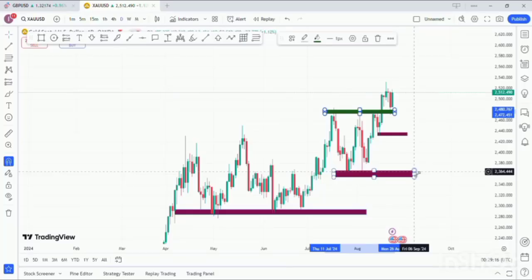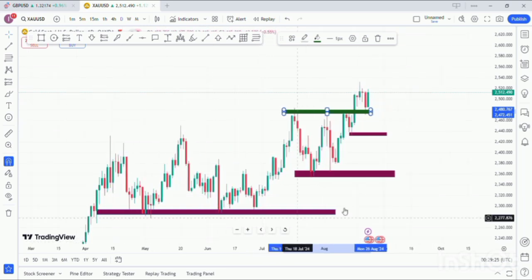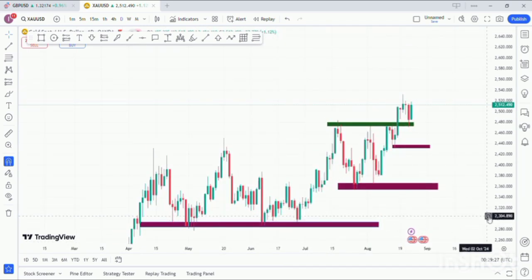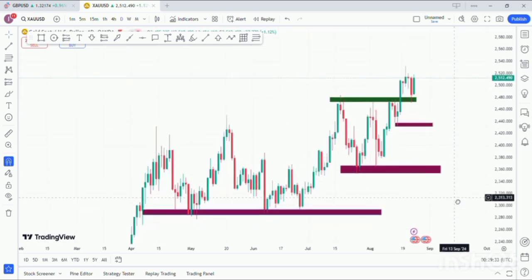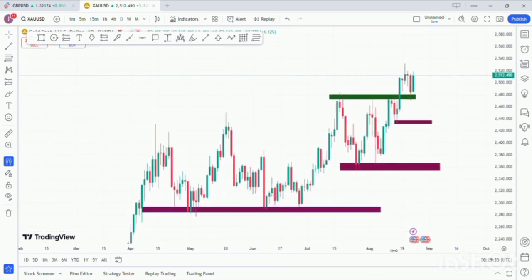Guys, welcome back. So this is XAUUSD on the daily time frame, just like we did on the GBPUSD. We're going to do a top-down analysis of this pair so as to ascertain the zones we need to be looking at for the coming week, guys. So right here on my screen is XAUUSD on the daily time frame.